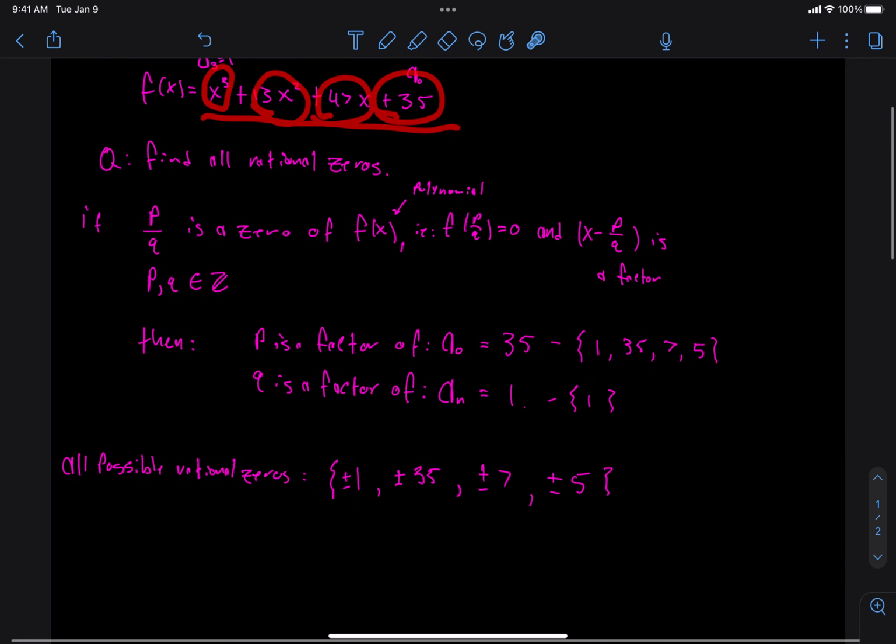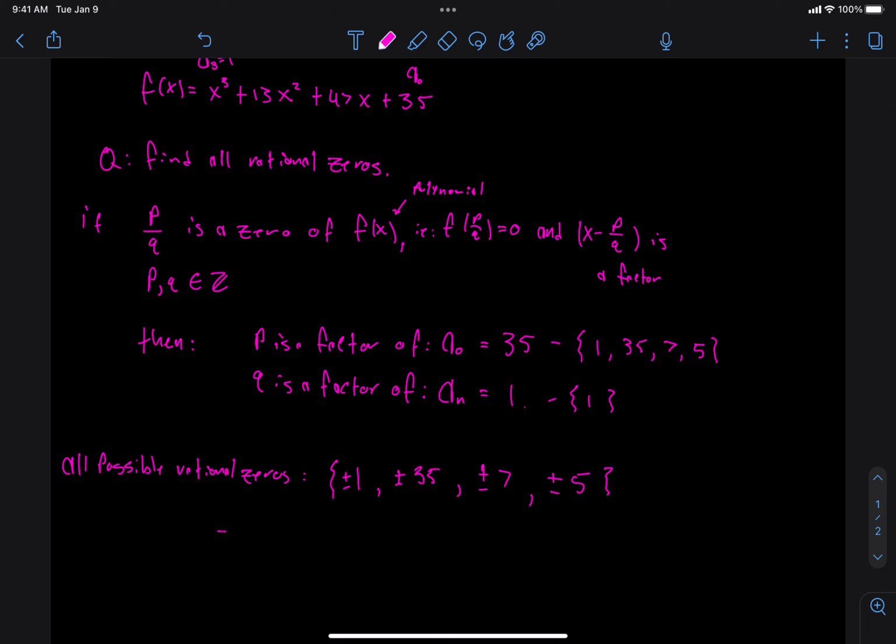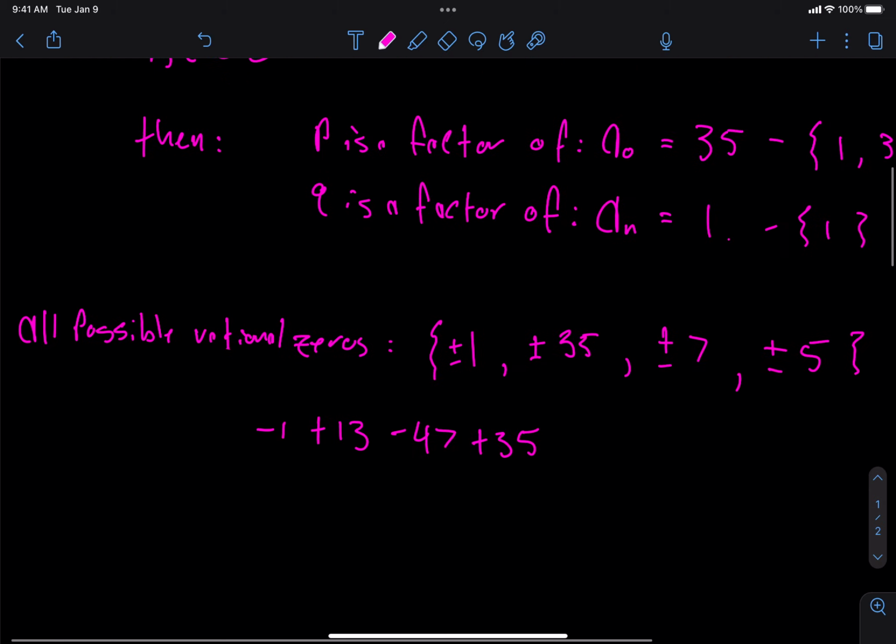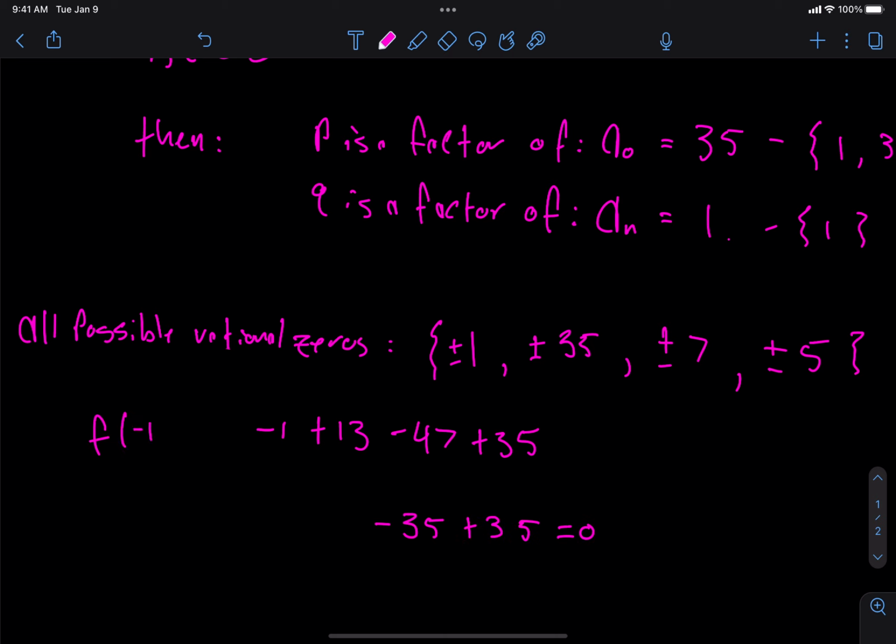So let's try maybe -1. What would I get then? I would do -1 cubed is -1, and then I would do plus 13 because -1 squared is 1, and then I would do -47, right? And then I would do, no, I wouldn't do minus. Yeah, I would do -47, and then I would do plus 35, right? Okay, so let's see here. We have plus 12, minus 47 is, I think, minus 35 plus 35, right? Is equal to 0. So this was f of -1.